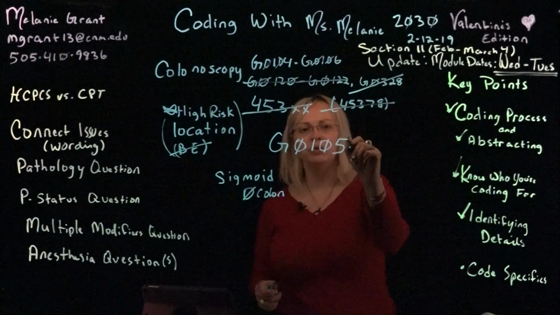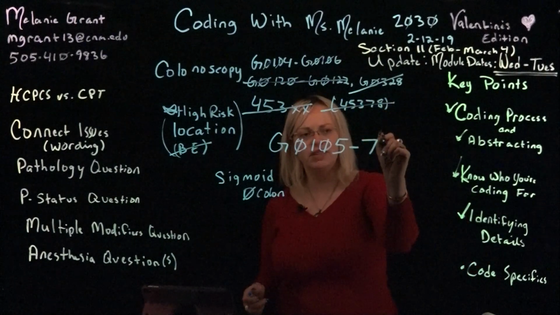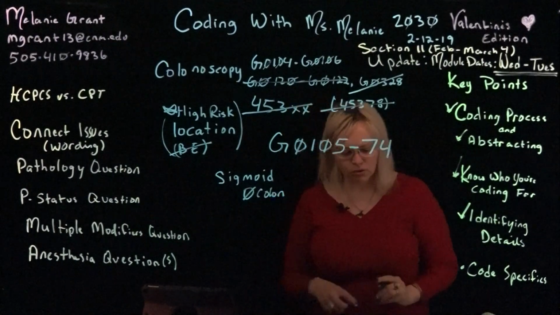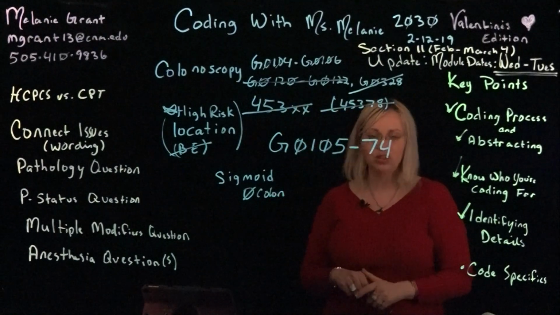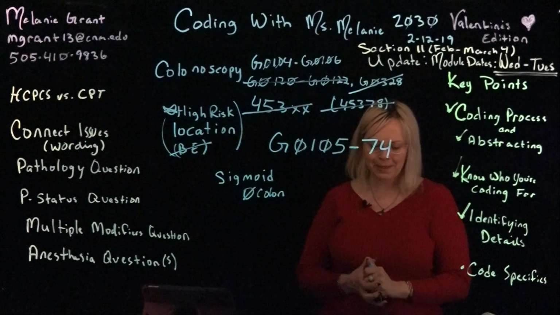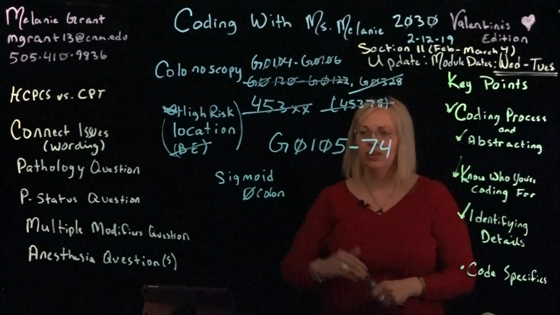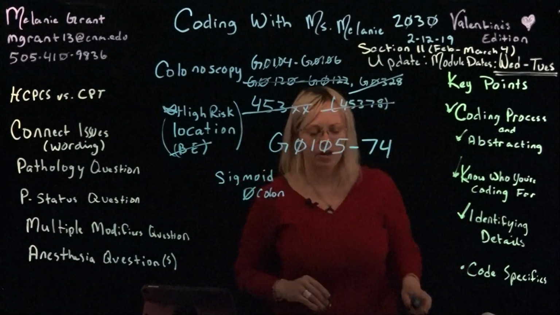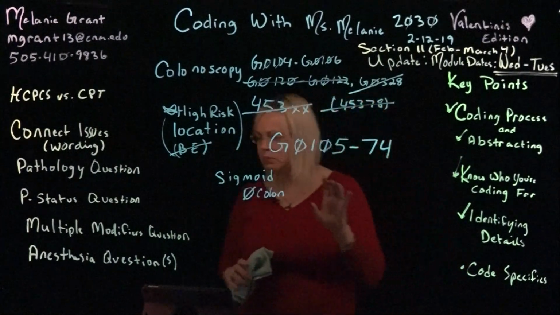And so in this case, I'm going to put G0105-74 for discontinued outpatient ambulatory surgery center after administration of anesthesia. And this is my final code. Okay, so that's it for this particular question.